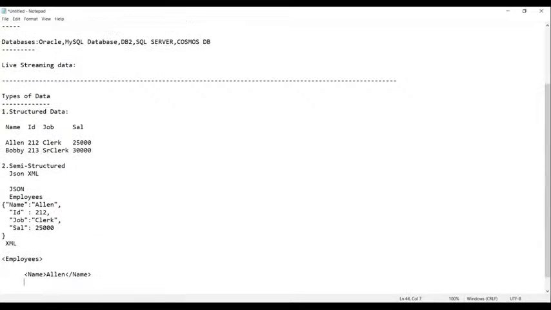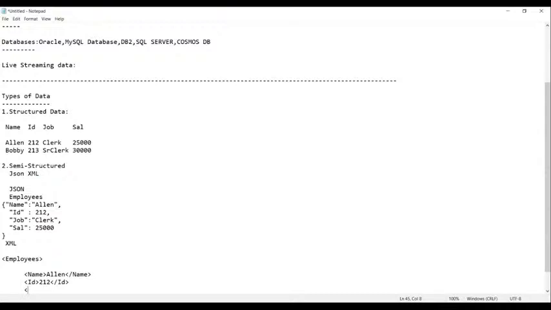Then we have the ID. Here you have the ID: 212. Yes, 212 is the ID. And again, close the ID tag. The next one, can you tell me, guys? There will be no commas even. Okay. Then what do you have?